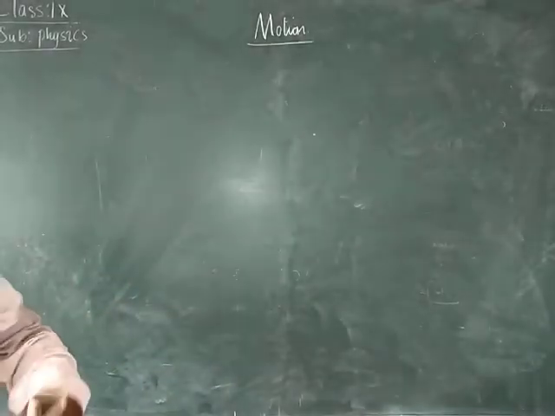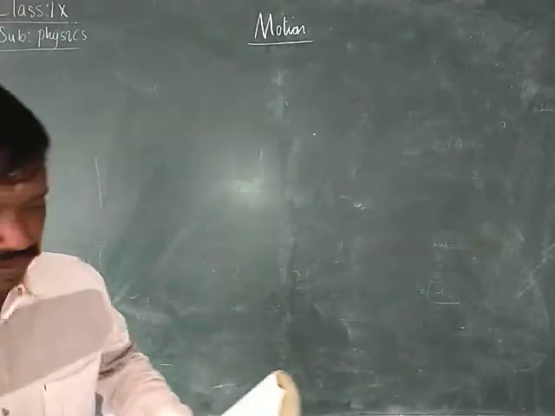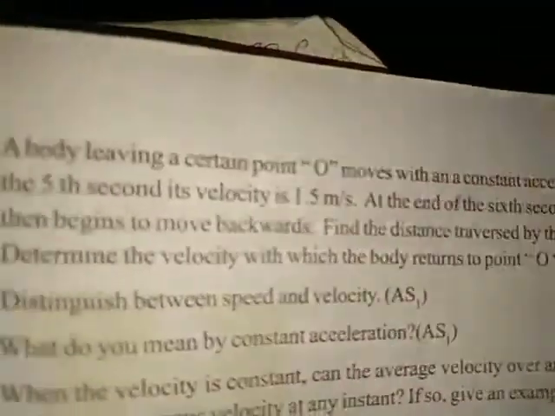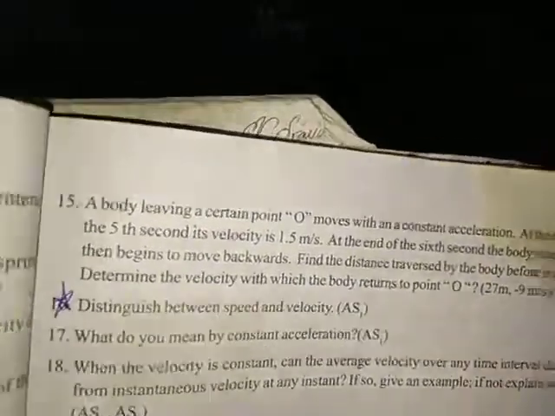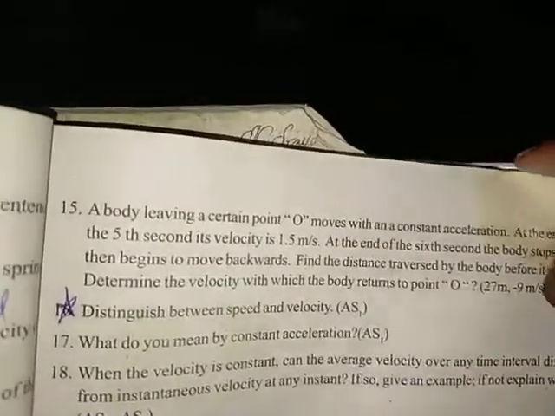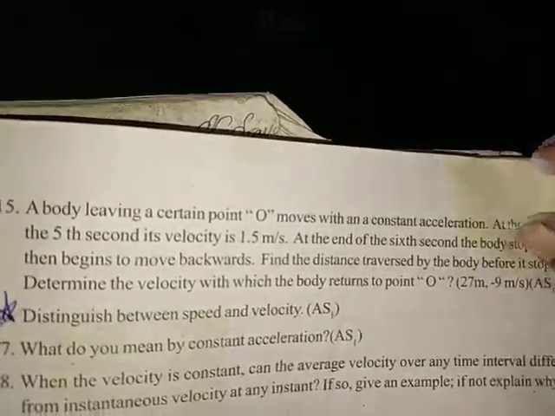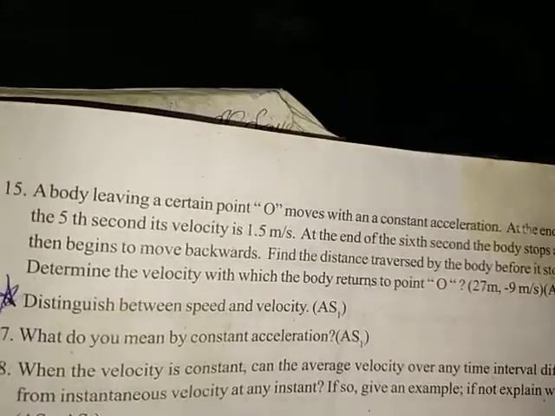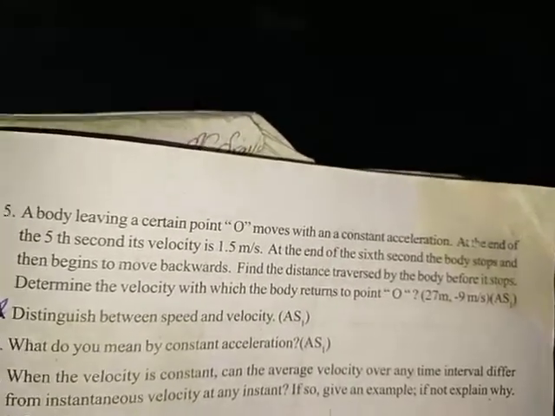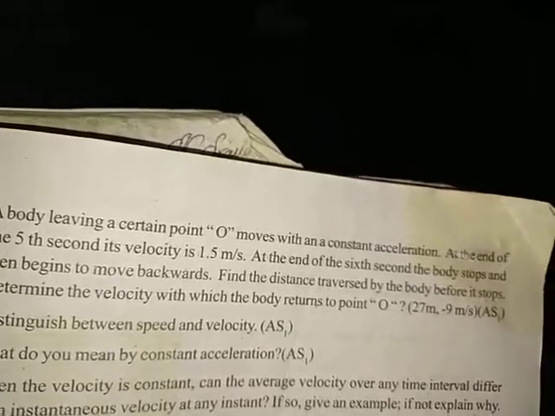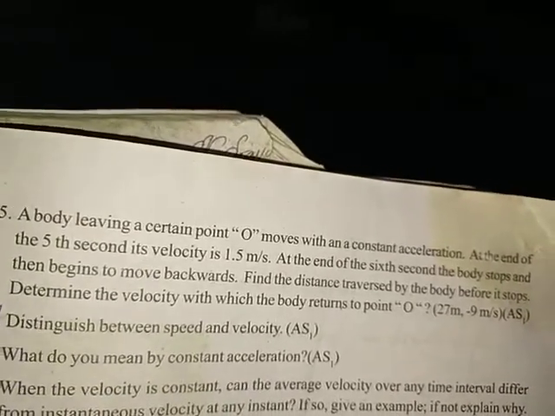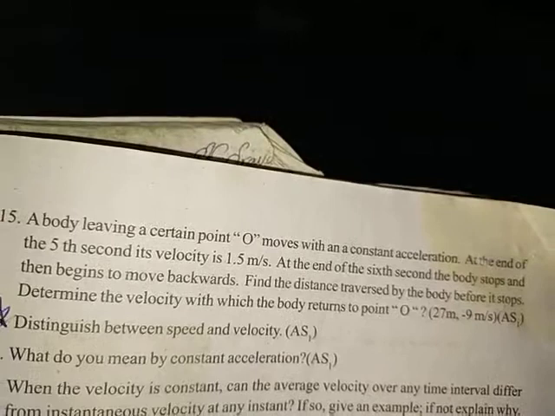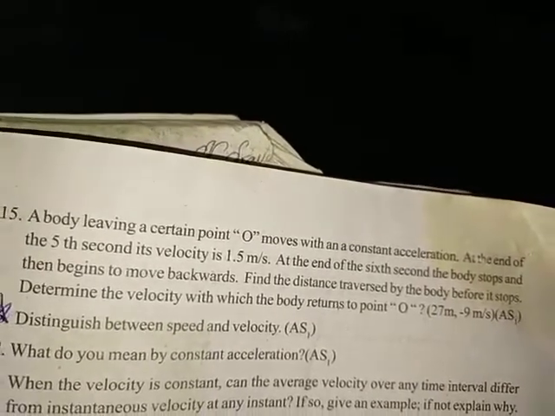Next, another problem. A body leaving a certain point O moves with constant acceleration. At the end of the 5th second, its velocity is 1.5 meter per second. And at the end of the 6th second, the body stops and then begins to move back again. Find the distance traveled by the body before it stops.